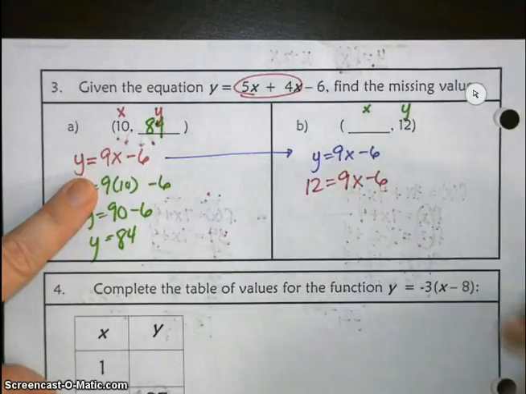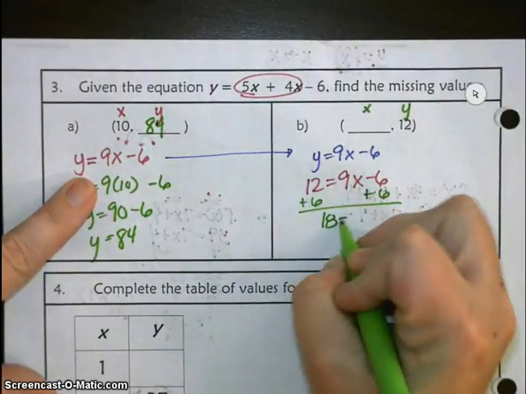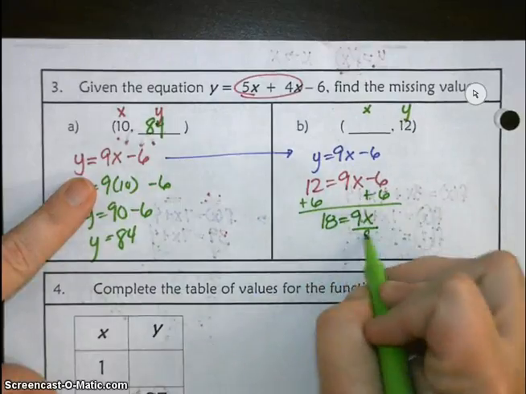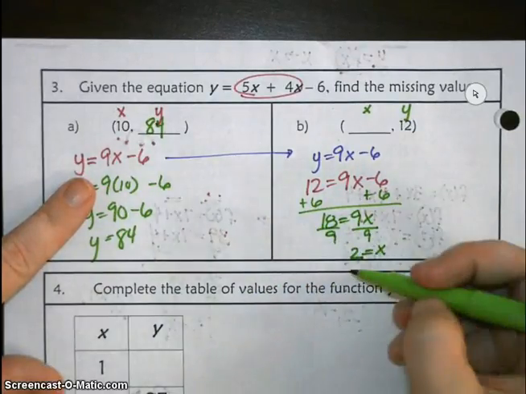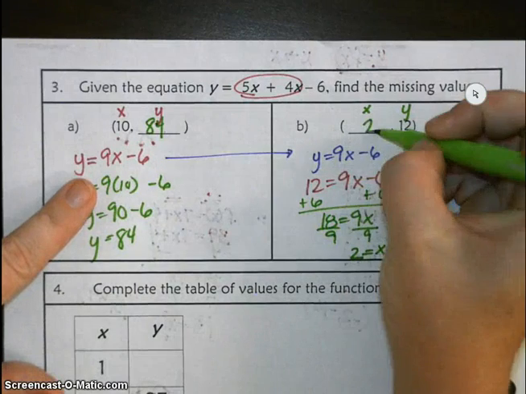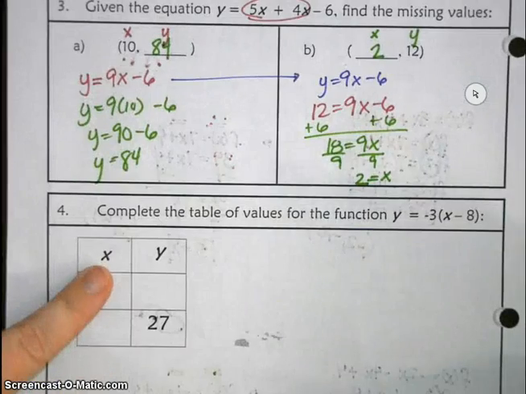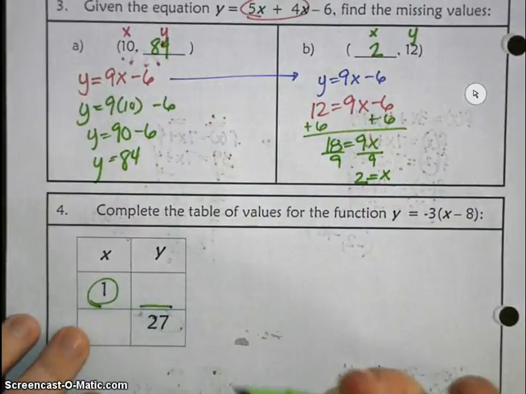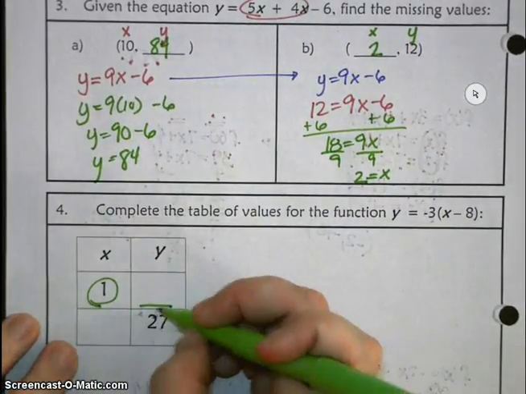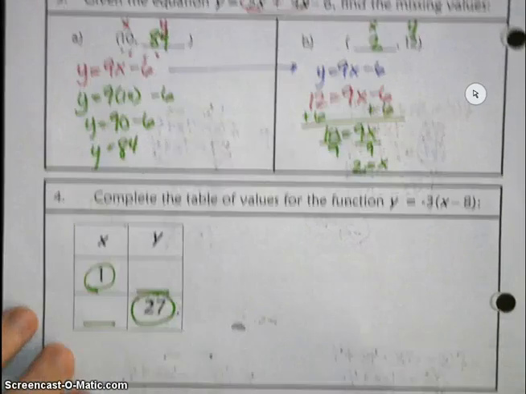And then solve. Add 6 to both sides. So 18 equals 9x. Divide by 9. So x is 2. Again, that's part of the point. So it's (2, 12). This function is done exactly the same way. I'm going to input 1 for x, and out will come the y. I'm going to then input 27 for y, and out will come the x.